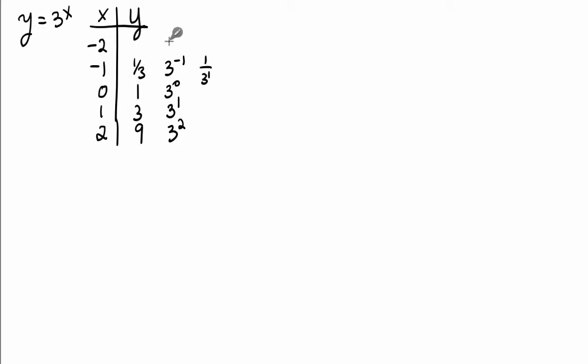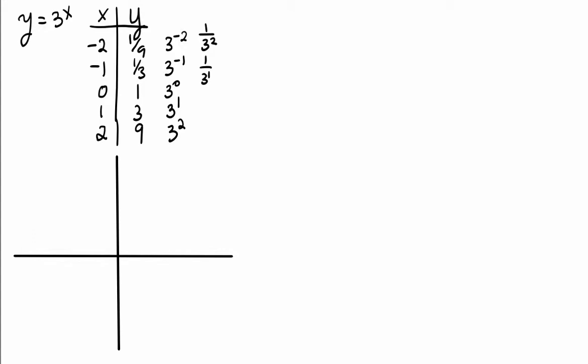Next, x equals -2. 3 raised to the -2 is 1 over 3 squared. 1 over 3 squared is 1/9. Now, look carefully at the various x and y values, and let's think how we should mark off the x-axis. X values -2 all the way through 2 only require 5 markings on the x-axis: -2, -1, 0, 1, and 2.